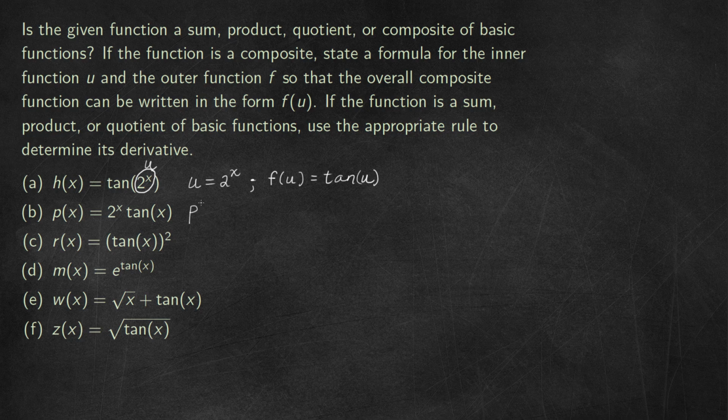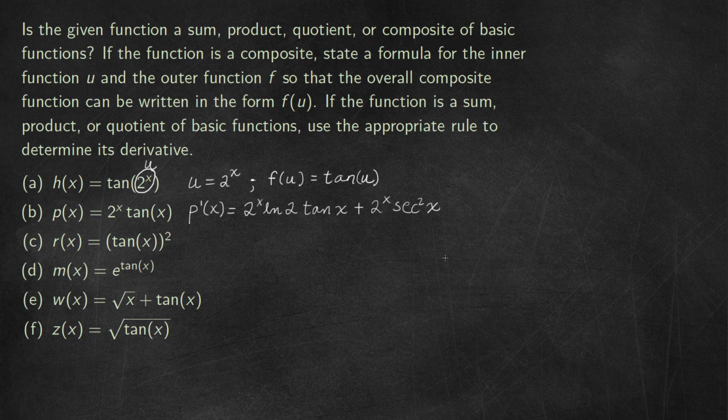If we use the product rule, we get p prime of x equals the derivative of the first, so I want the derivative of 2 to the power x, which is 2 to the x ln 2, times the second, so times tan x, plus the first, 2 to the x, times the derivative of the second, and the derivative of tan x is secant squared x. So I was able to find the derivative of p using my product rule and my rule for tangent and my exponential rule.